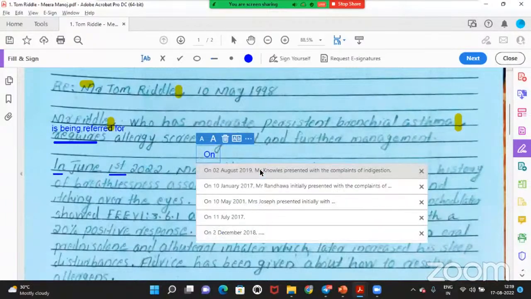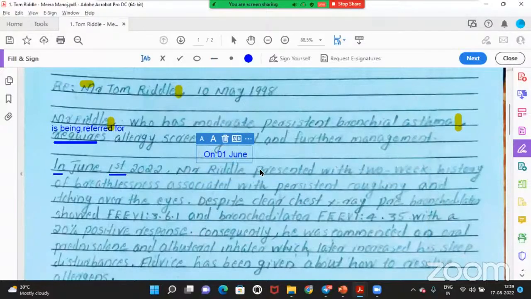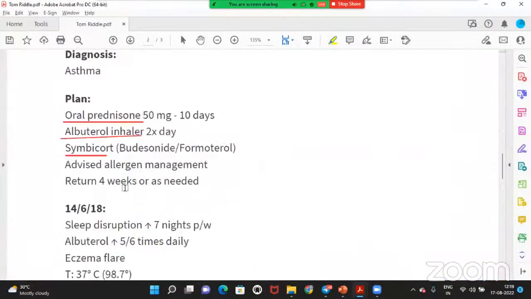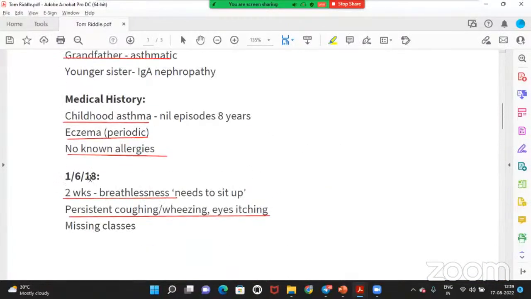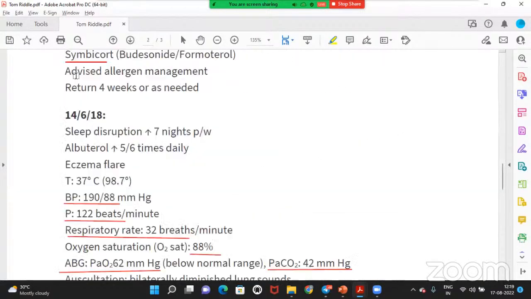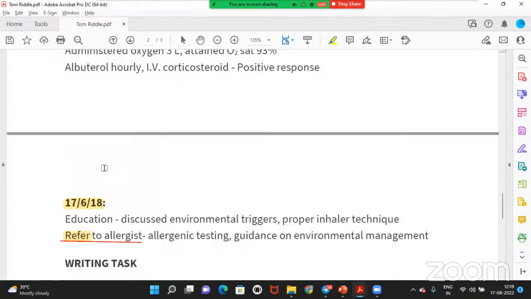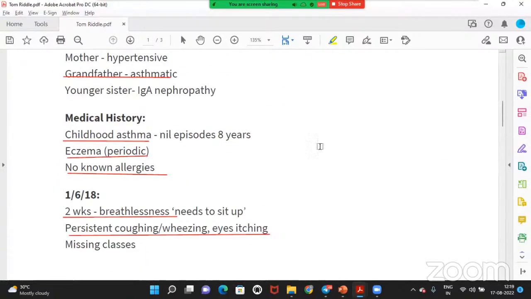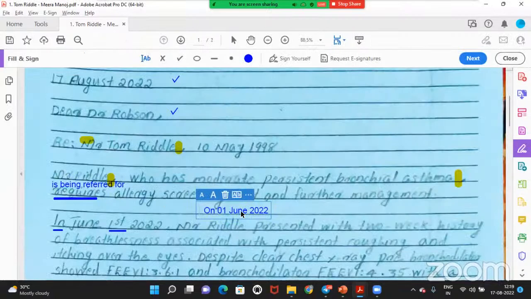On 1 June 2022. So here, how come these dates changed? So it is 1/6, and here it is 17/6. So it should be 1 August then. So dates vary too much. Be a little careful. Use the same dates, that is better. On 1 June 2022, this is the way you can write.